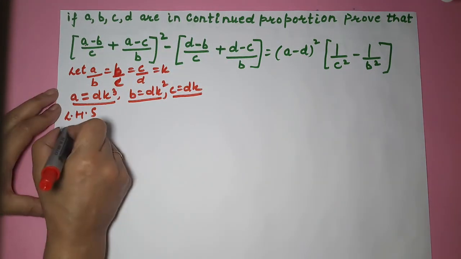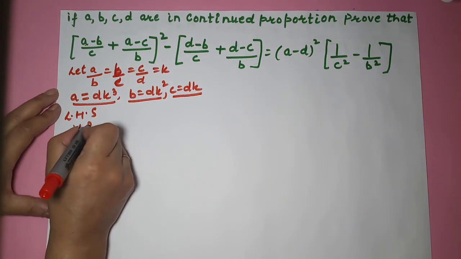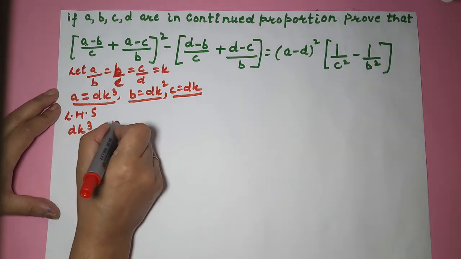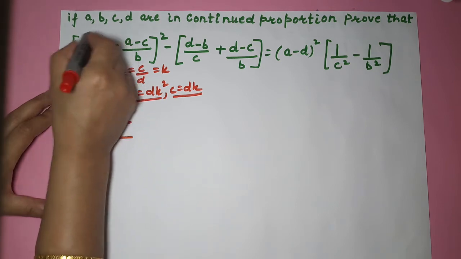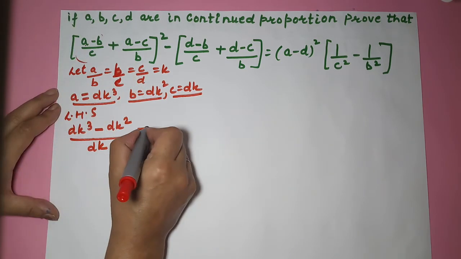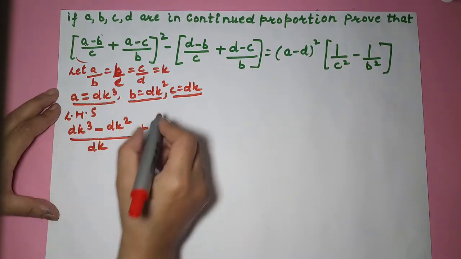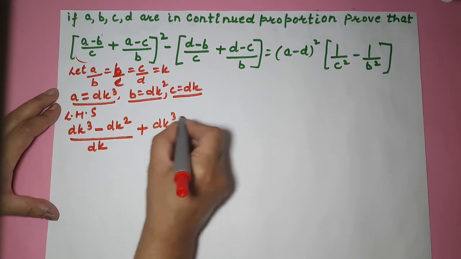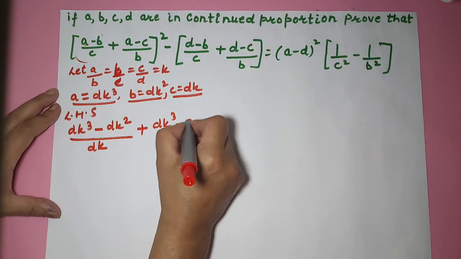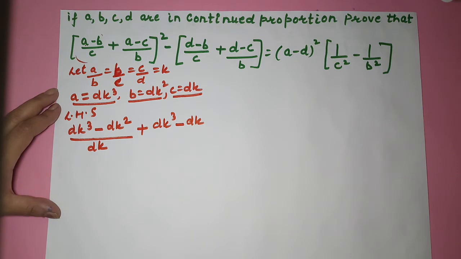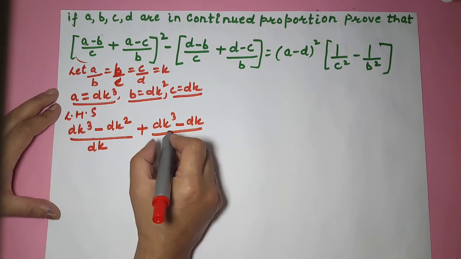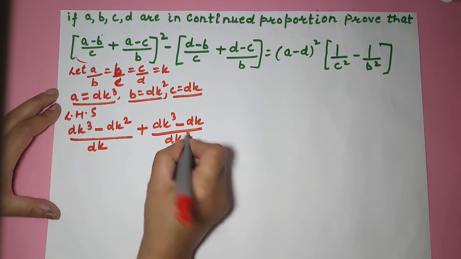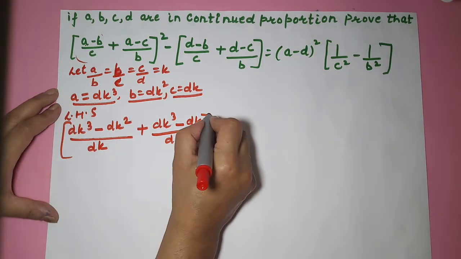So what is my A? My A is DK cube. What is my B? DK square. Divided by C is DK. So this part is done. Plus A. What is my A? DK cube. And what is my C? It is DK. Right? And denominator I have B. That is DK square. And this is inside the square.